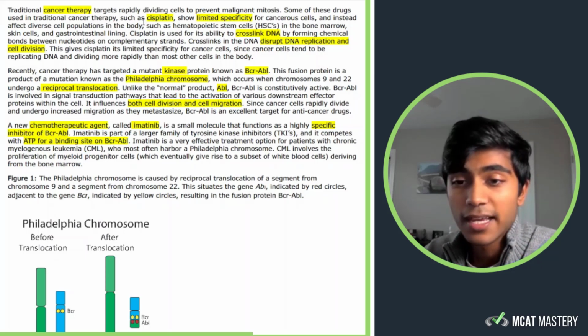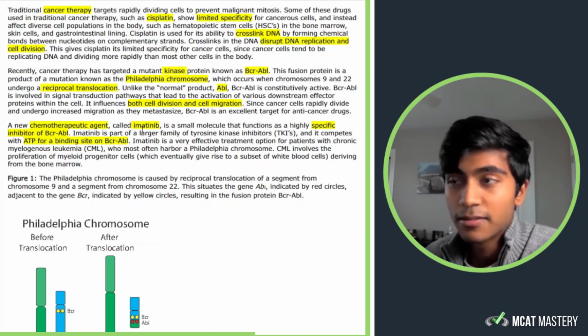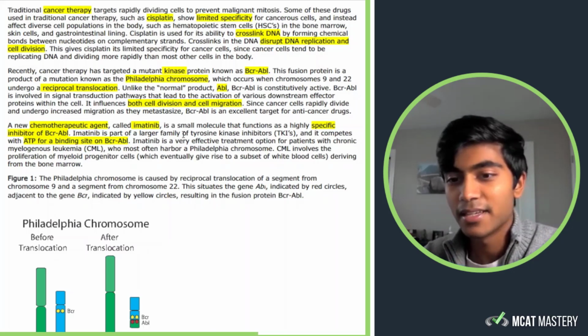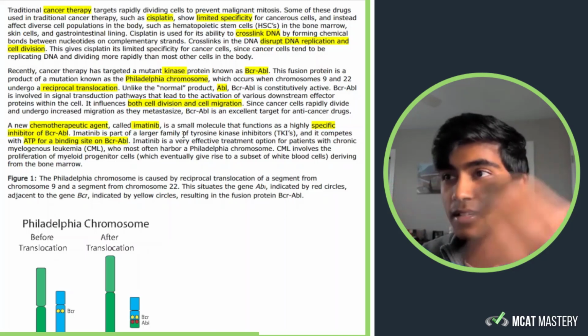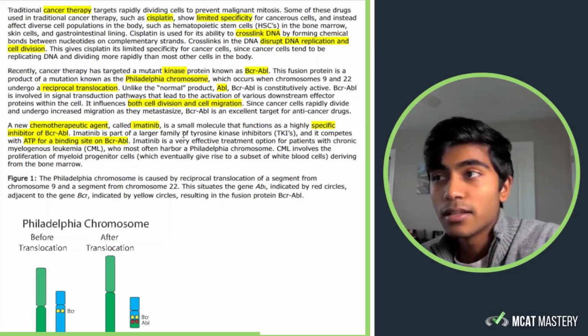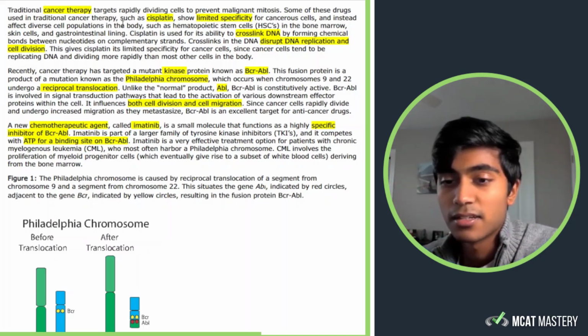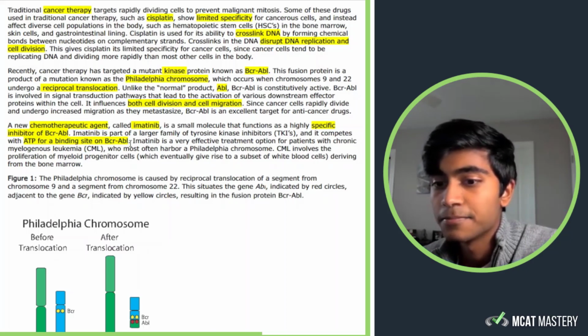Cisplatin is this traditional cancer therapy. Imatinib is this new cancer therapy that is an inhibitor. And it operates through BCR-ABL. So those are the connections that we're making and forming a mental model in our head of how they're related. And if you want, you can write these things down in the beginning to make it a little bit easier to navigate.